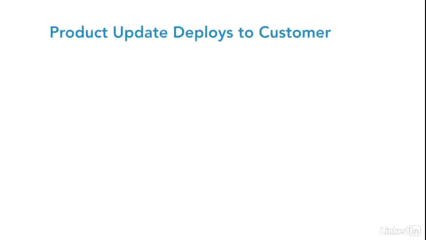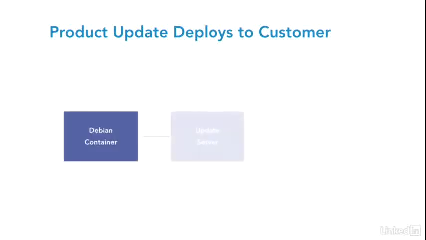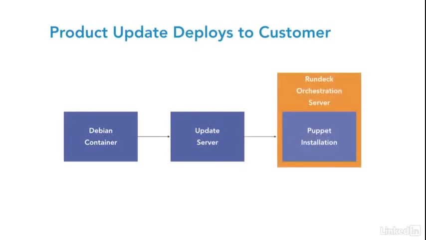But for our more complicated product that has on-prem customers needing to consume updates, we build the Debians, push those to an update server, and then initiate Puppet-based installation using a Rundeck orchestration server on our systems. Use a deployment system that is as simple and reliable as possible, and only add stages and complexity when the requirements necessitate it. Next up, I'll deploy our sample app using Chef and show you how that works.